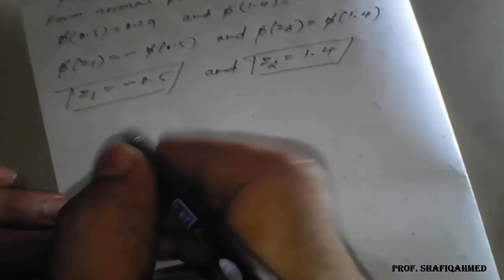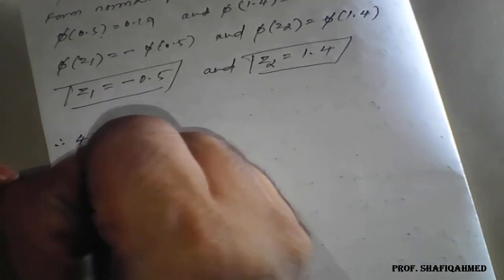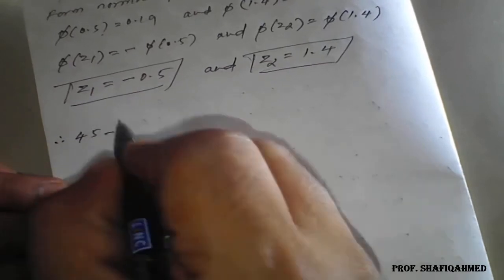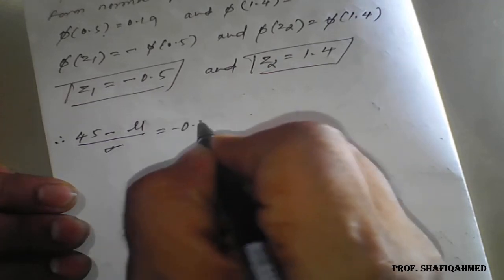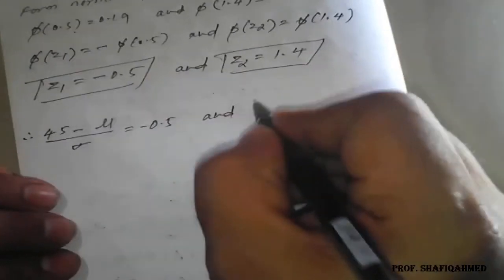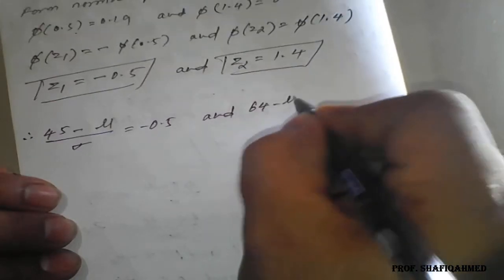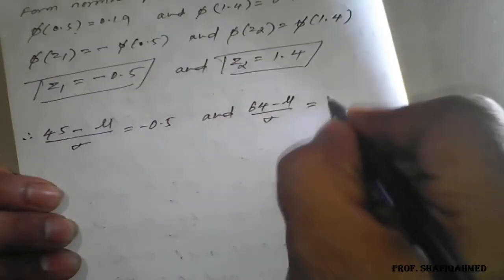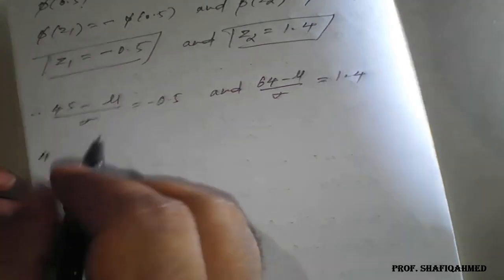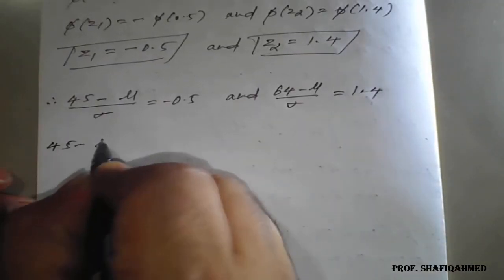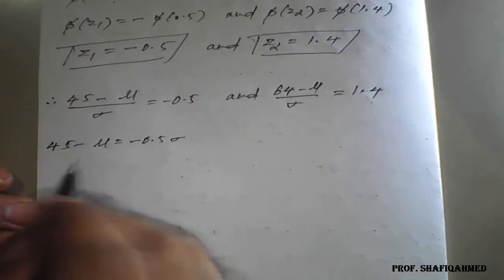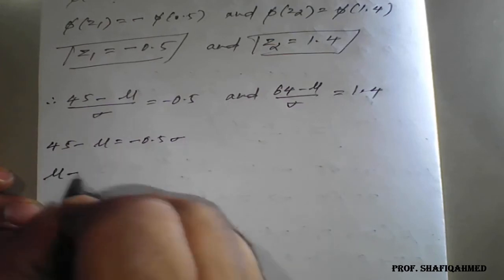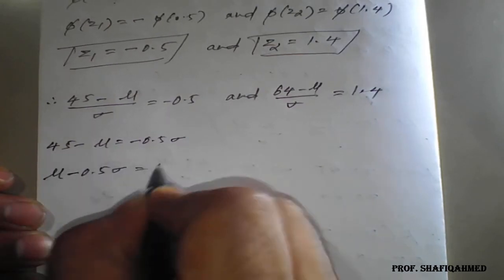Therefore 45 minus mu divided by standard deviation is equal to minus 0.5, and similarly the second equation: 64 minus mu upon rho is equal to Z2, which is 1.4. So cross multiply: 45 minus mu is equal to minus 0.5 rho, or shift mu to the right hand side, so mu minus 0.5 rho is equal to 45.